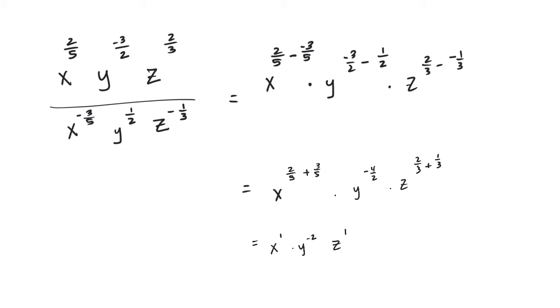And now I have just one more thing I need to do. Since I have a negative exponent on y, then that will move down to the denominator and become positive. So it would be xz over y squared.